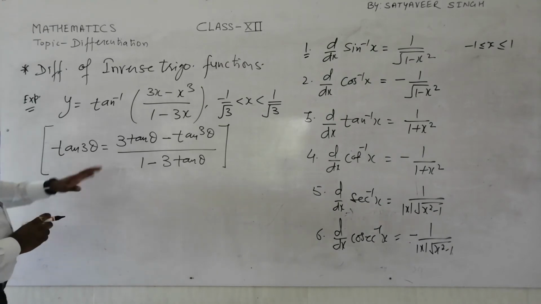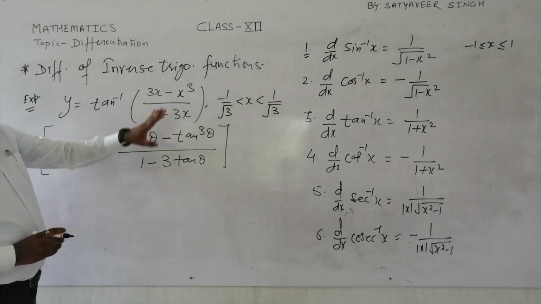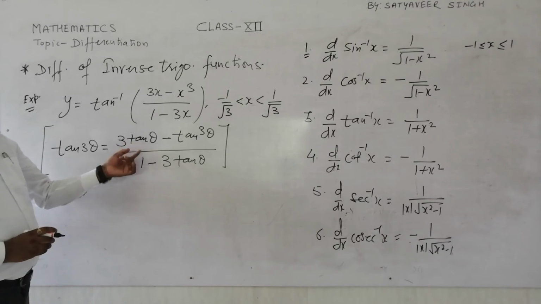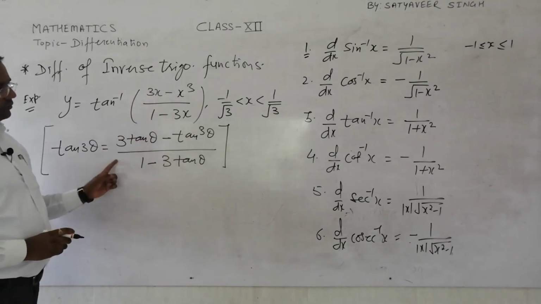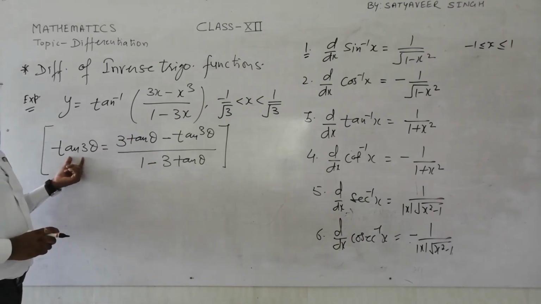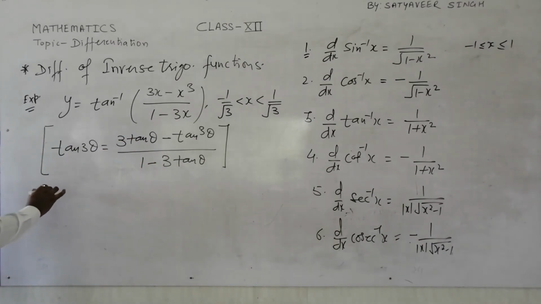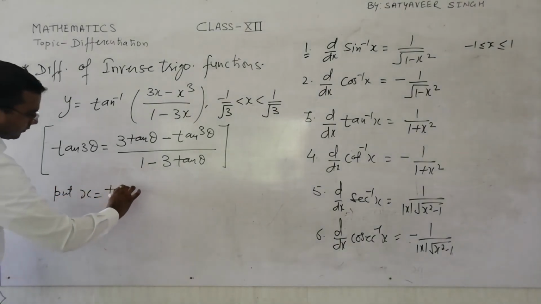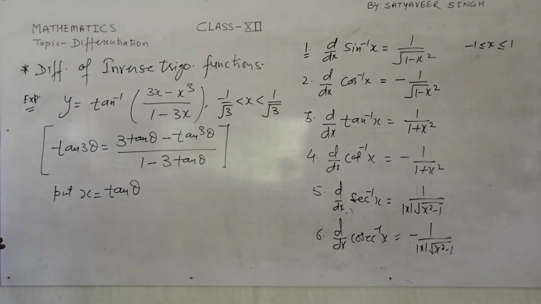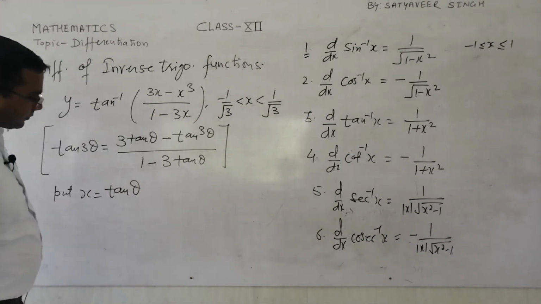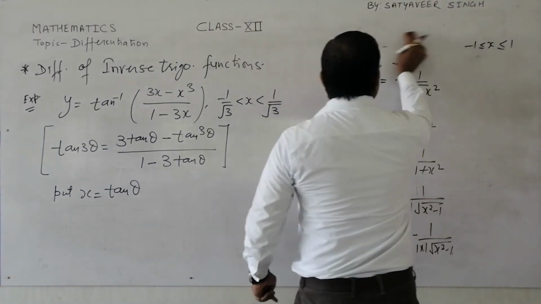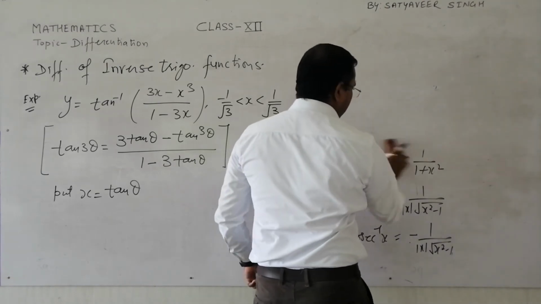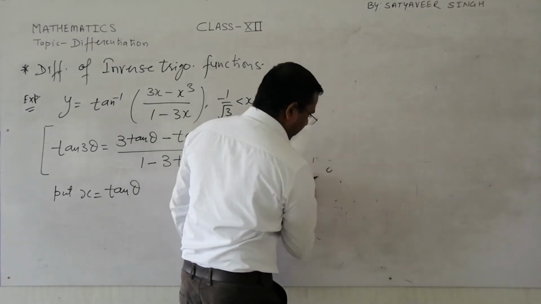So what I am looking for in this function is this form. If you simply replace x by tan theta, you will get the same form, which you can further write as tan 3 theta. So the same I am going to do here. So I am writing, put x is equal to tan theta. If you replace this, see what happens.